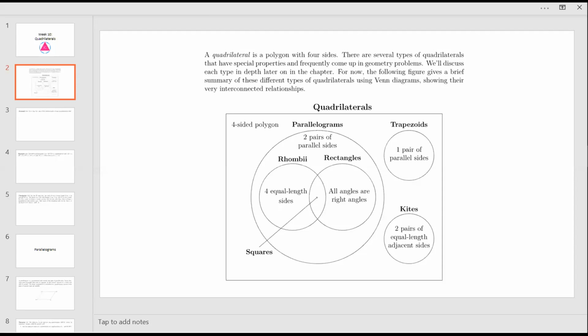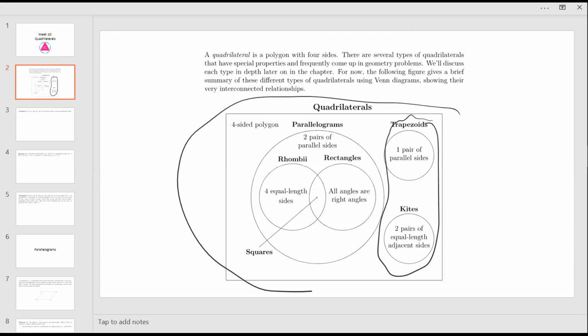in which all the angles are right angles. And both of these two categories are all parallelograms, which are quadrilaterals with two pairs of parallel sides. And then finally, we have these two outside groups right here. So the first one are trapezoids, and these are quadrilaterals with exactly one pair of parallel sides. And kites have two pairs of equal length adjacent sides. And all of these make up quadrilaterals.